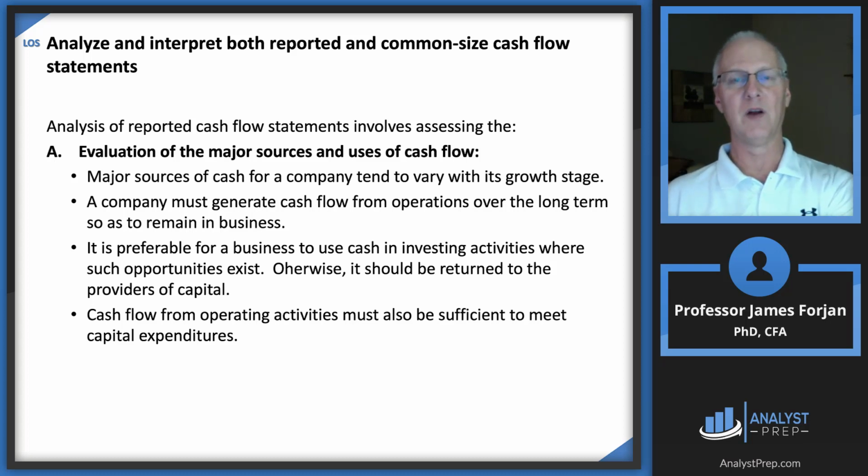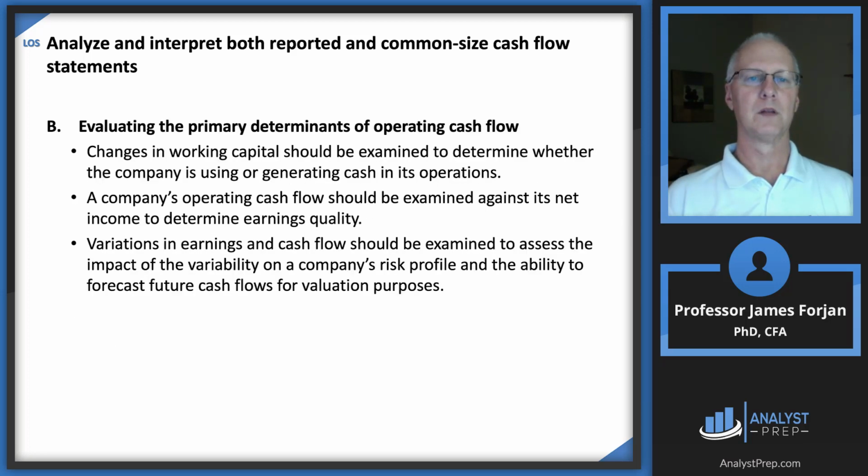Now, let me say something here as well. Remember that large corporations like Nike and Procter & Gamble, they issue lots and lots of commercial paper. And that commercial paper stems the spikes and the troughs in the cash flow, because these companies still have to make payments every day. So they rely on that commercial paper. All right, how about part B, evaluating the primary determinants of operating cash flow?